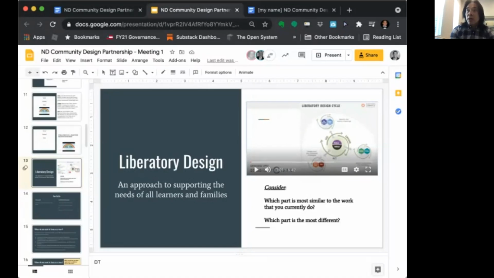And then which part of this process of liberatory design is the most different from your current work or current context? Because there are certain parts that will be really new. And so we want you to be listening out for that. Because liberatory design is an important way to support the needs of all learners and families, especially those who tend to be left behind by innovations and tend to be left behind by solutions. And so we are going to dive into that now. So have your ears open for those two things: what's most like the work that you currently do, and what's most different?